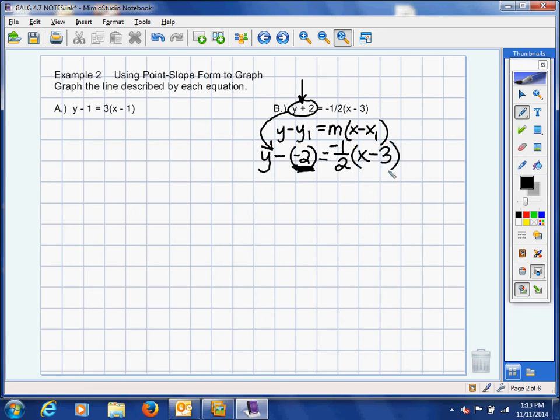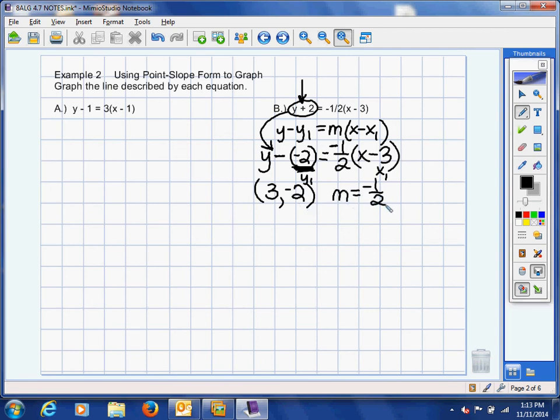Okay, now everything else is fine. Our x's actually do show subtraction, so we're good there. We don't need to worry about any signs or anything like that. So let's see what the equation tells us. Okay, this is y1, and that 3 is x1. So x1 is positive 3, and y1 is negative 2. And then our m is negative 1/2.